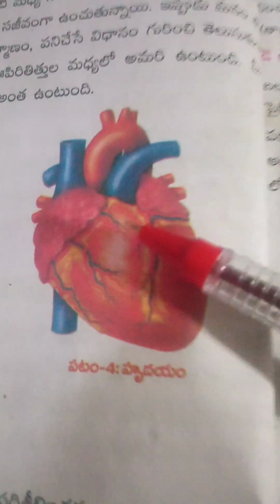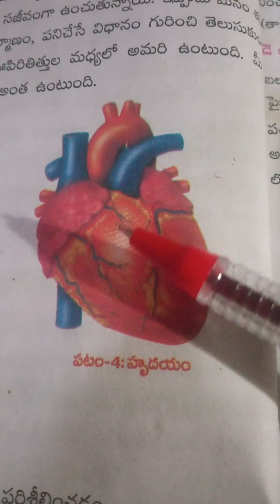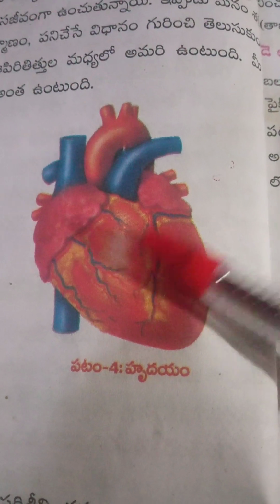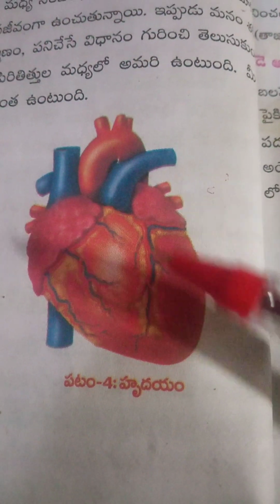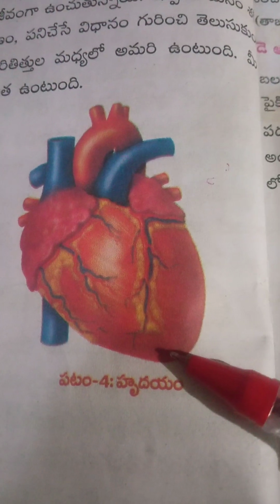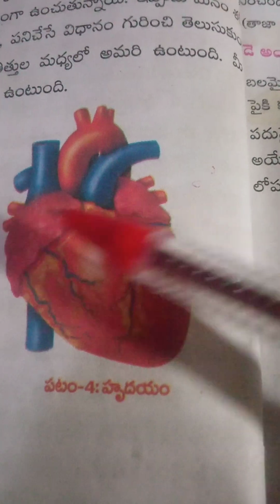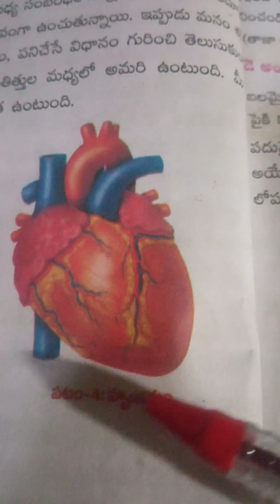It is a triangular shape structure, like a pear fruit. This is the anterior portion of the heart, and this is the posterior portion of the heart. It is broader at the anterior portion and narrower at the posterior portion.